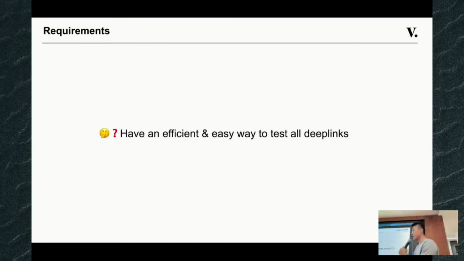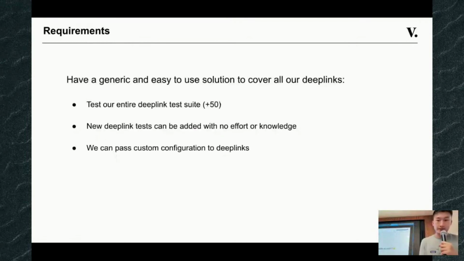We don't want to spend an entire quarter or even half a year to secure that. So what we basically want is a generic and easy to use solution to cover all our deep links. We want first to test our entire deep link test suite. At Vestiaire Collective, we have more than 50. And then new deep link tests can be added with no effort or knowledge.